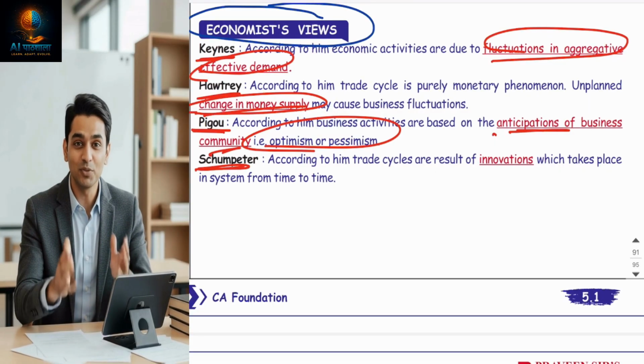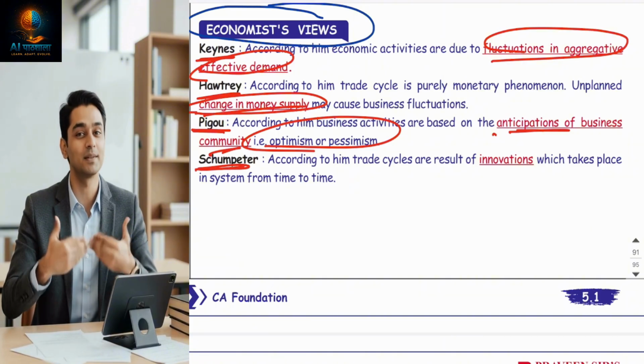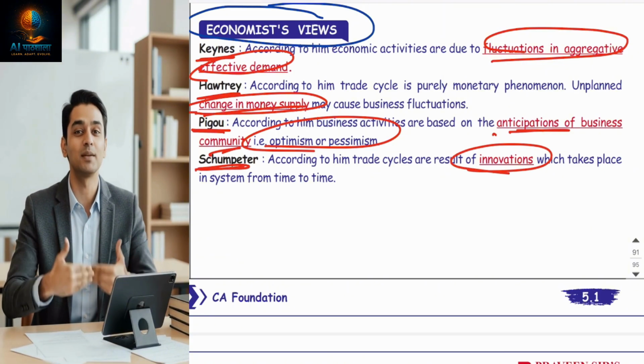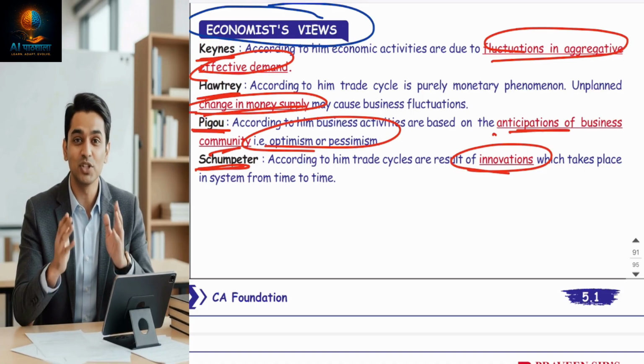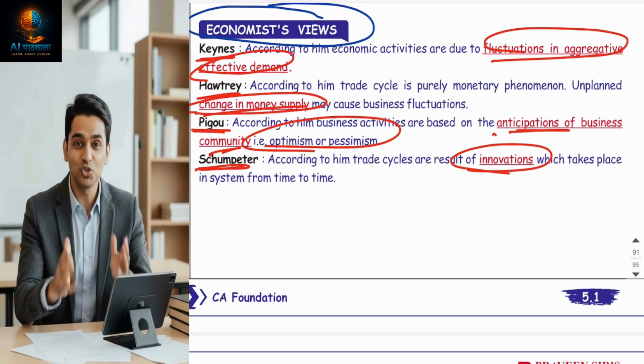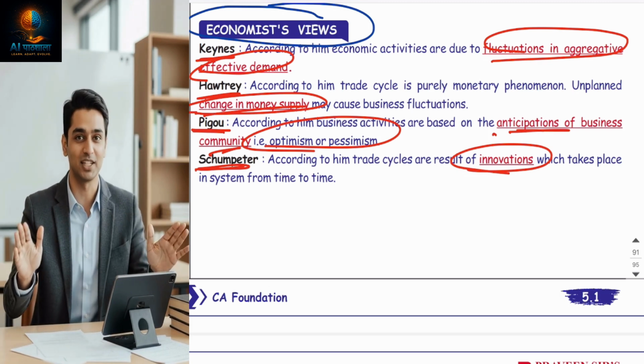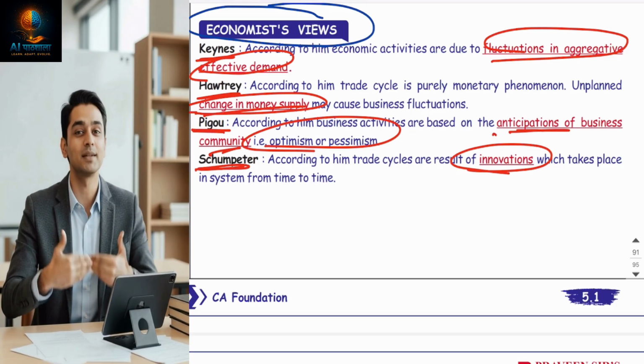Schumpeter. According to Schumpeter, trade cycle results from innovations and technological changes. Schumpeter says if innovations are taking place in the country, you are going to realize expansion. But if innovations are slow, development is slow, you are going to face contraction.